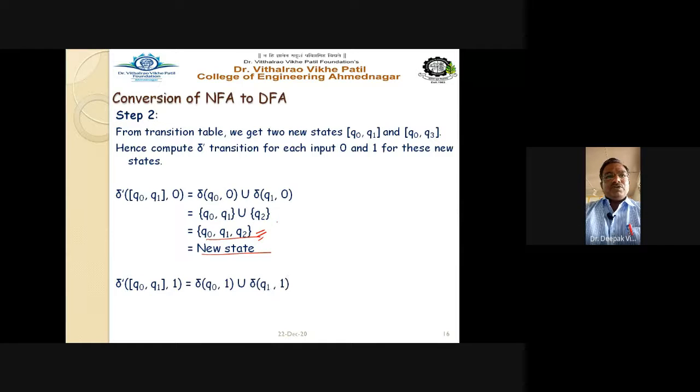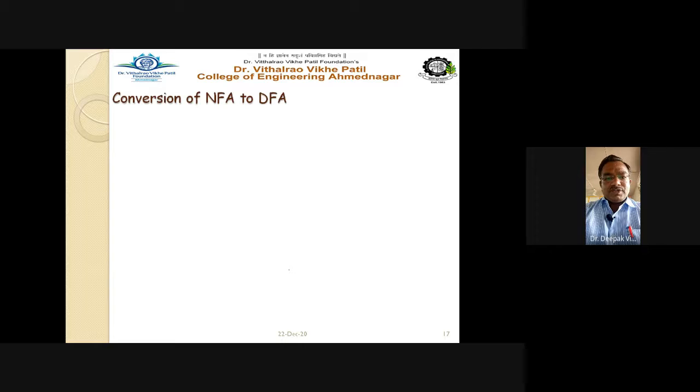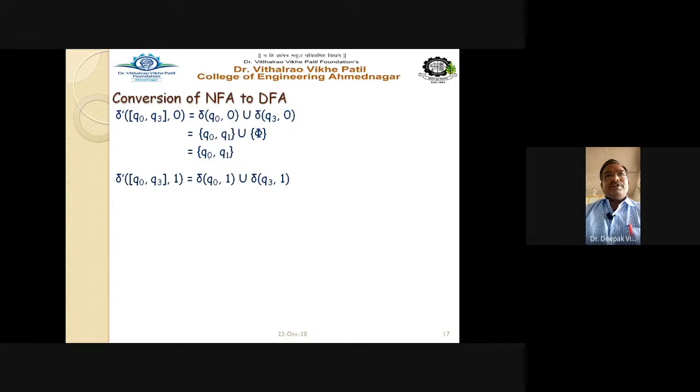For [Q0, Q1] on input symbol 1, see your transitions: [Q0, Q3] and phi. So we are getting [Q0, Q3], but it is not a new state. That state is already there, and we are finding out the transitions on [Q0, Q3]. Take [Q0, Q3] on input symbol 0: we are getting [Q0, Q1], which is already there. And [Q0, Q3] on input symbol 1: now we are getting [Q0, Q3, Q4].